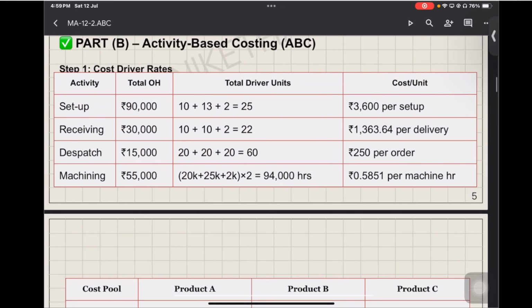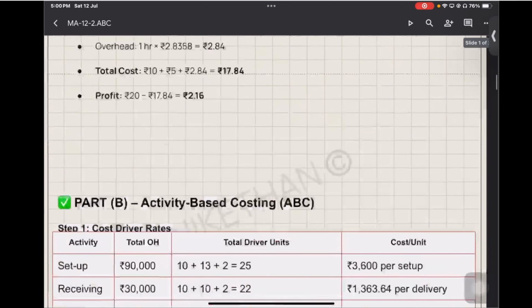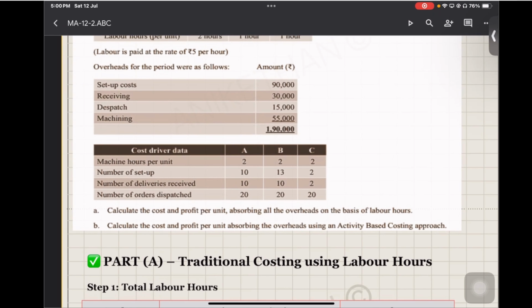So in activity cost, they have already given activity cost pools: setup, receiving, dispatch and machining. Correct? So total is 1.9 lakh. So that breakup is already given: 90,000, 30,000, 50,000 and 55,000. Now you have to divide this by total driver units to get your driver rate. So let's go back to the question. So look at the table, second table, which is cost driver data. Take just the second line, which is number of setup. So number of setup for A 10 times it was done, for B 13 times and C it is done 2 times. So if you take total 10 plus 13 plus 2, so this is 25.